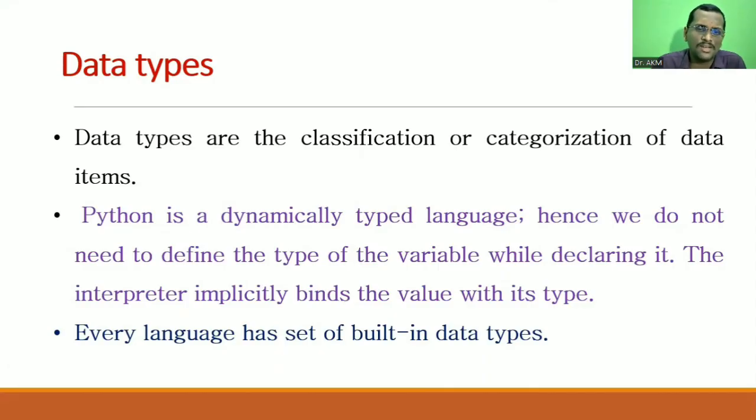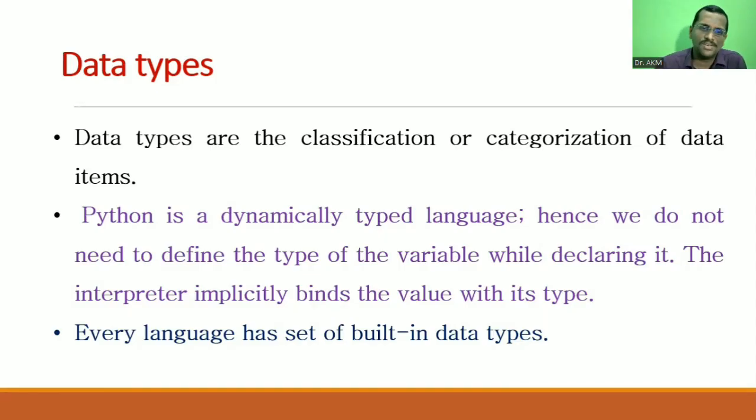It automatically understands that if you assign the value 10 to the variable a, the program will understand that a is an integer data type. So the interpreter implicitly binds the value with its type. You need not give the variable type, whether integer or float or string, like that.